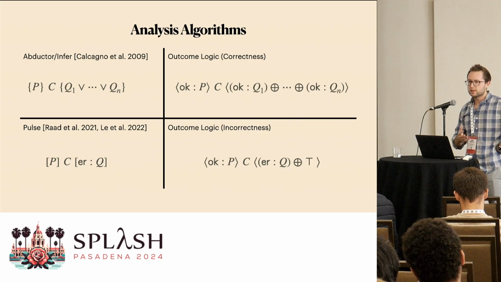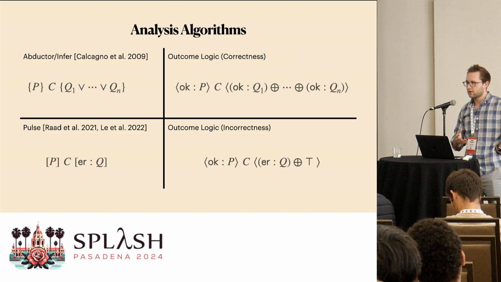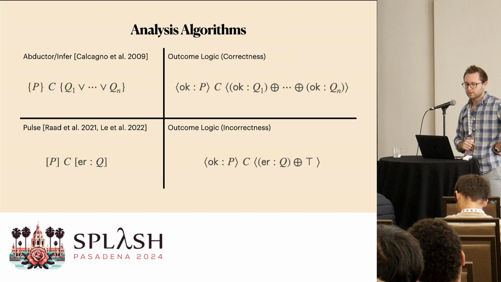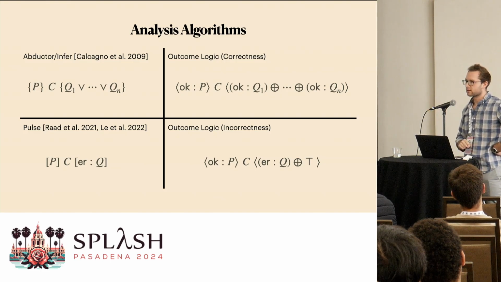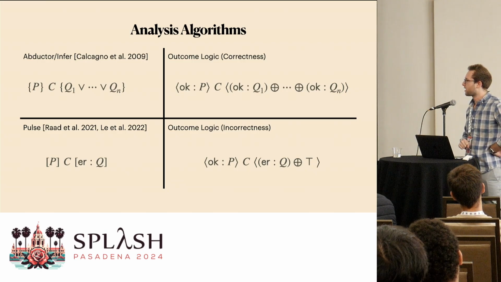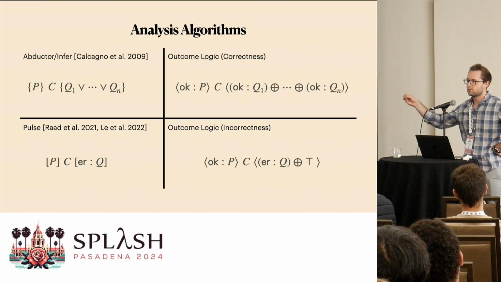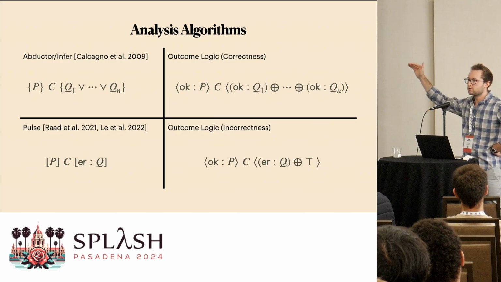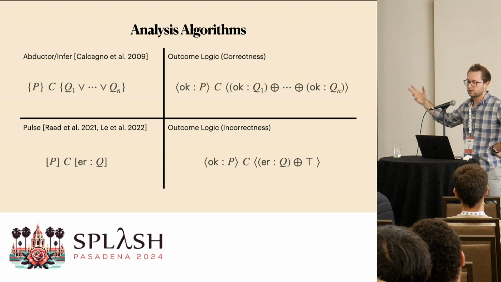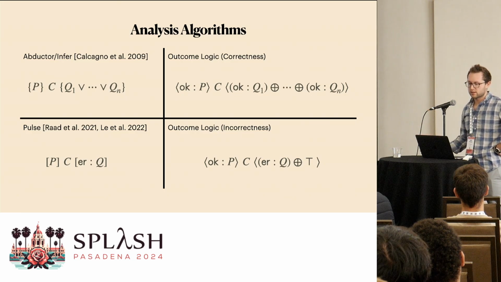And then more recently, Infer has been adapted to also have an incorrectness or bug finding mode called Pulse. And what Pulse does is it represents bugs using incorrectness logic, where the postcondition is just referring to some reachable outcome. The issue with this is that we're now reporting two different types of specifications and two different program logics that are semantically incompatible, so they can't really be used as part of the same tool.